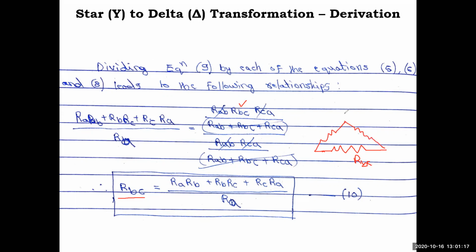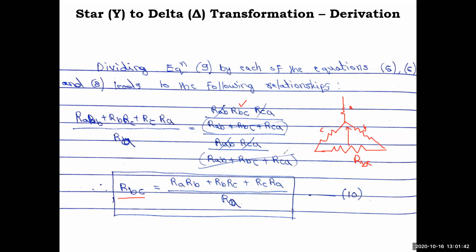So this was the Y network, right? So the Y network I am converting into a delta network. I am using here RA, RB and RC, right? Multiplication of two resistances, RA RB, RB RC, RC RA, divided by the opposite side branch resistance. This is opposite, right? This is not adjacent to this; RBC is opposite RA.